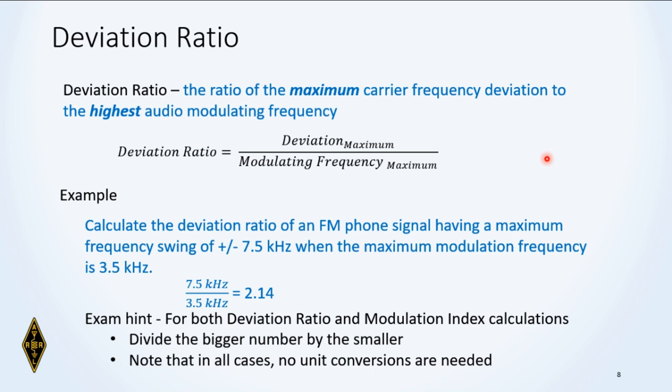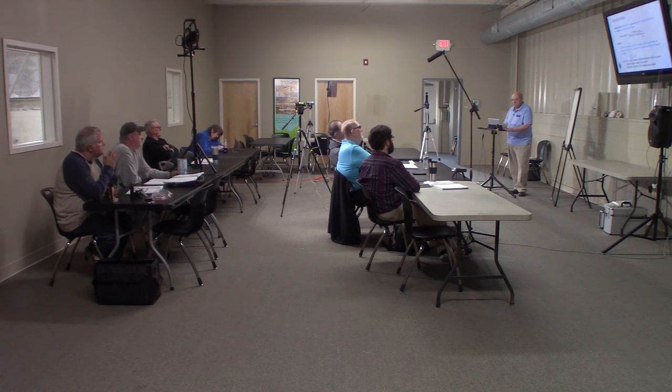And here we'll talk about deviation ratio a little bit. And the definition, and I'll give you a hint here to help remember when you see this in the pool question: deviation ratio is the ratio of the maximum carrier frequency deviation to the highest audio modulating frequency. The way that's written as a formula, the deviation ratio is the maximum deviation, so that would typically be plus or minus 5 kilohertz, over the maximum modulating frequency. And what's our typical maximum audio frequency that we use? 3,000 cycles, three kilohertz, exactly. So deviation ratio typically would be 5 divided by 3, which is like 1.6 or something like that.